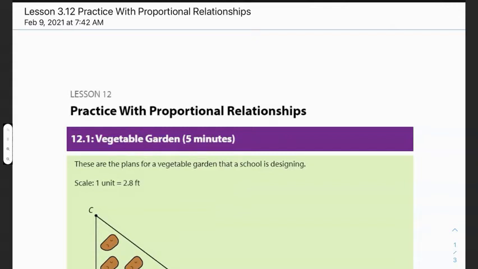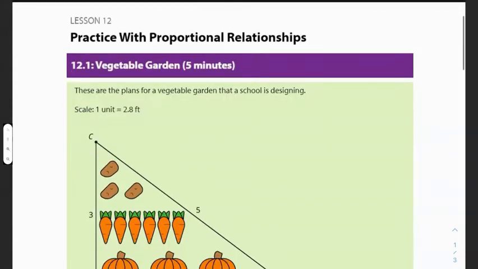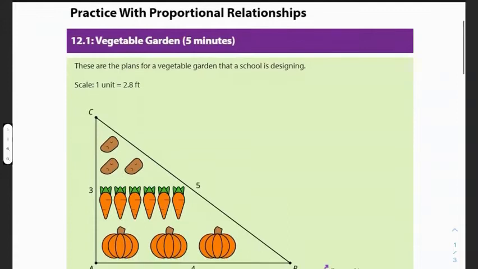All right, we got Unit 3, Lesson 12, Practice of Proportional Relationships. So what do they mean by proportional? Well, in this scale drawing for exercise 12.1, Vegetable Garden, they have a scale. The scale says for 1 unit, it's going to be 2.8 feet in the real world.